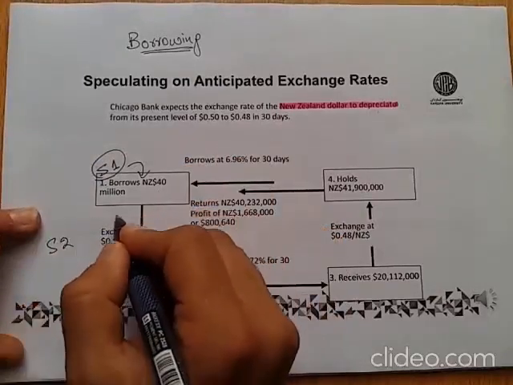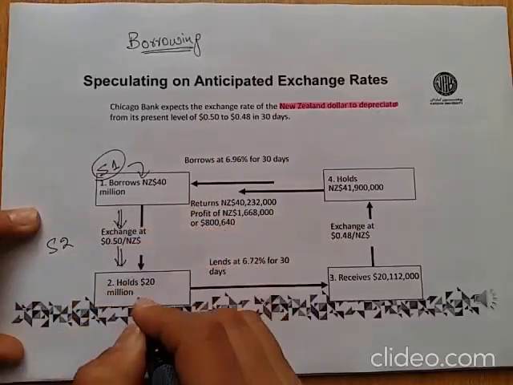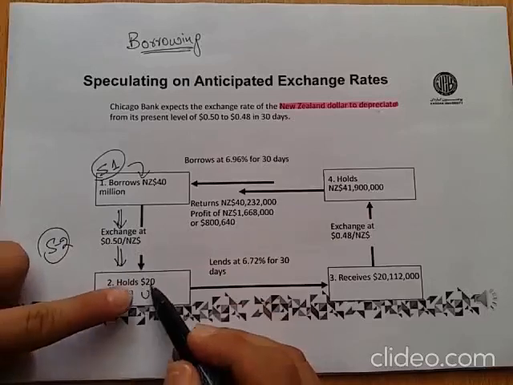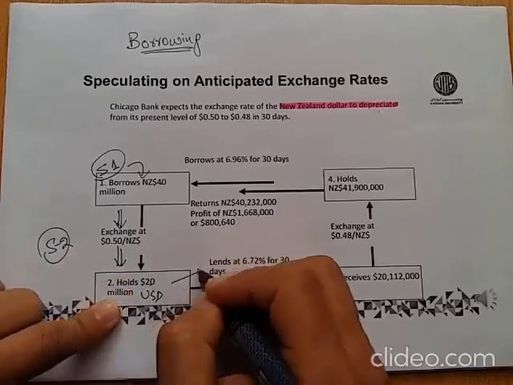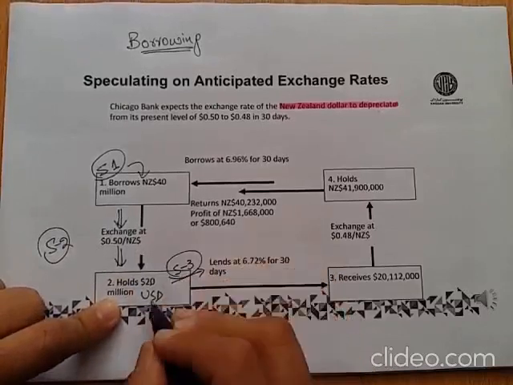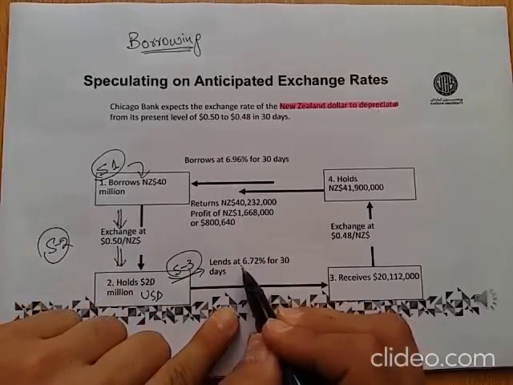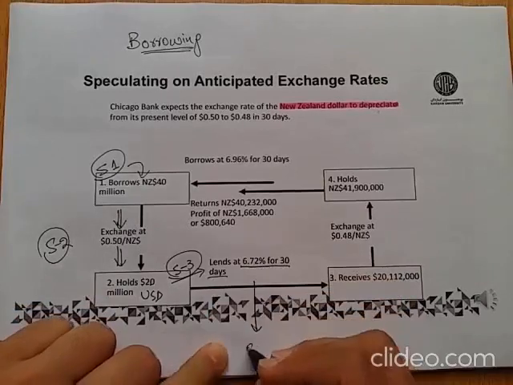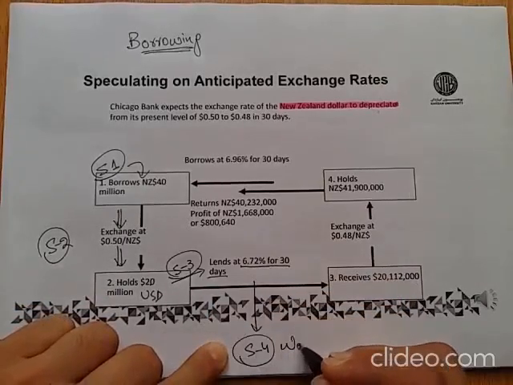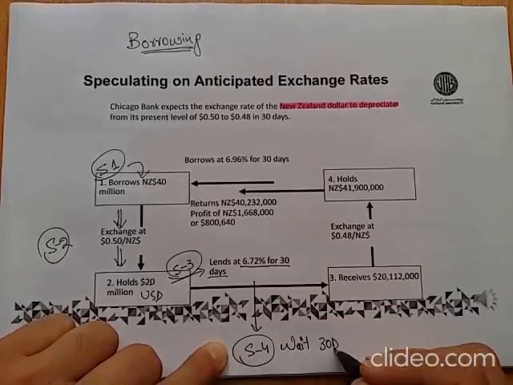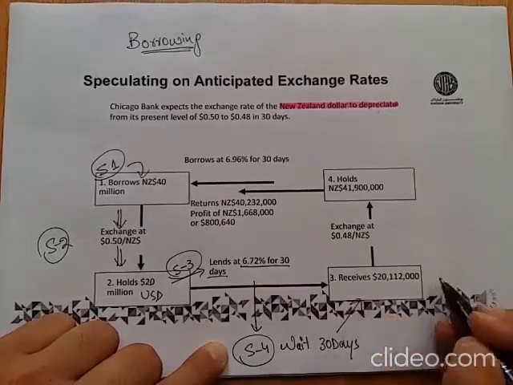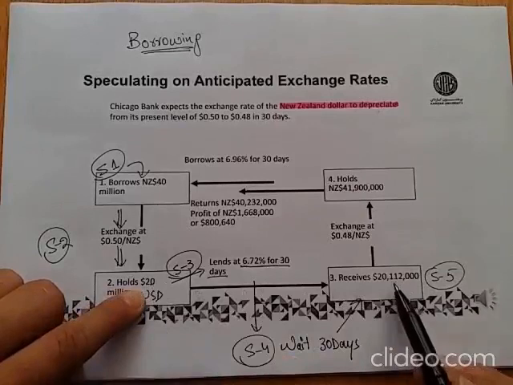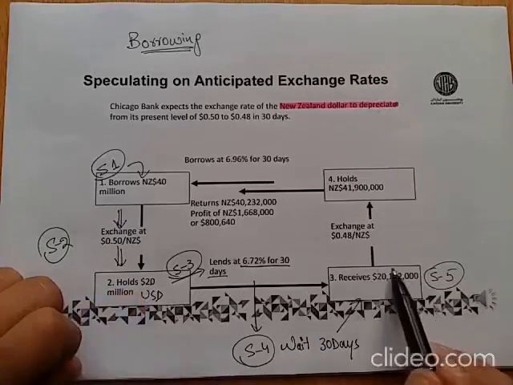Then in my step number 2, I will convert this into USD. So I convert 40 million into USD, it becomes half, which is 20 million. And then in step number 3, I will deposit this money in a US bank, with 6.72% for 30 days. Then comes my step 4, where I will just wait for 30 days to pass. And after that, I will move towards my step number 5, in which I will receive my 20 million plus extra. The extra here is 1,12,000. That's the total money I will receive.